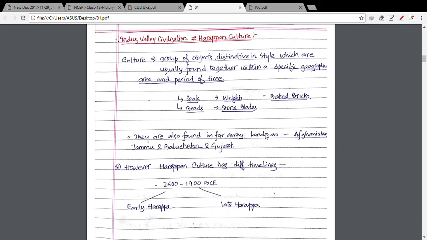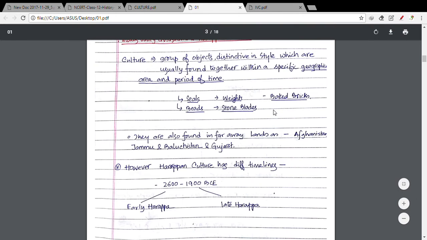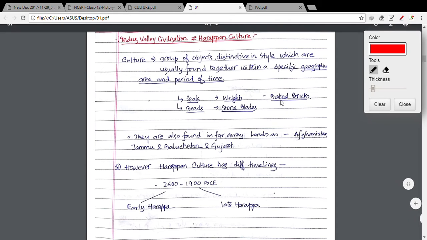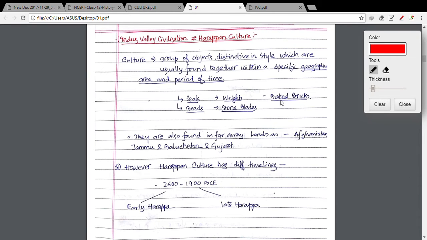Now, let's move on to the Indus Valley civilization. The question is, why is the Indus Valley civilization called the Harappan civilization? First, we have already made it clear why it is called a civilization. Now, why is it Harappan civilization? Because it mostly resembles the Harappan culture.